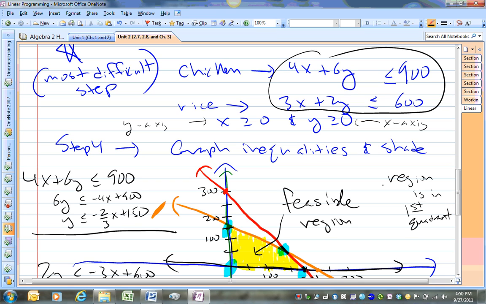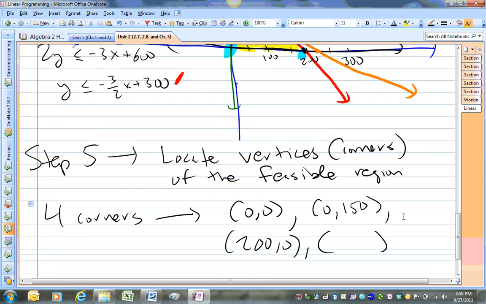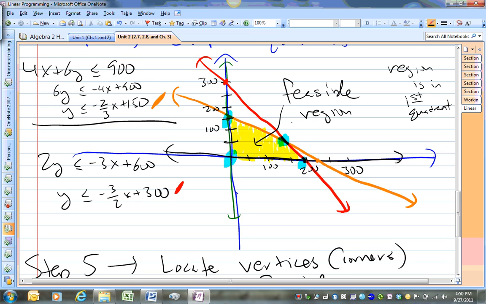But just so the video is not too long, let's do this right now. So what does the calculator say? 4, 6, 900, 3, 2, 600. Bingo. It says 180, 30. So the point of intersection is 180, 30. That's 200, 0. That's 0, 150. And here we got ourselves 0, 0.